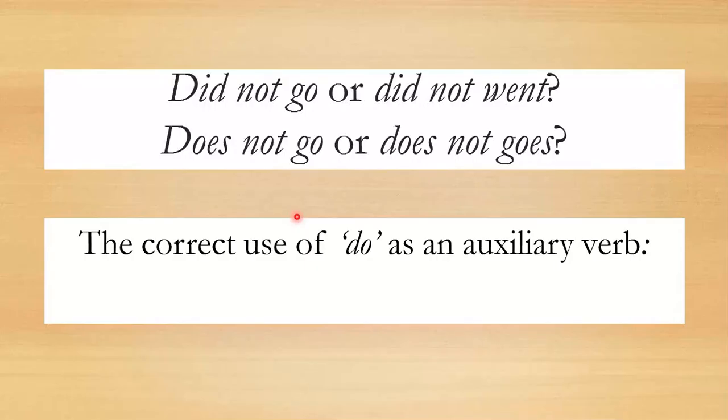Hello learners, in this video today we'll discuss a pretty common problem, the use of do as an auxiliary verb or a helping verb. Many people make this mistake, as you can see on the slide here. So some people say "did not went", "does not goes". Now which is the correct form of the verb we should use here? Let's take a look at this.